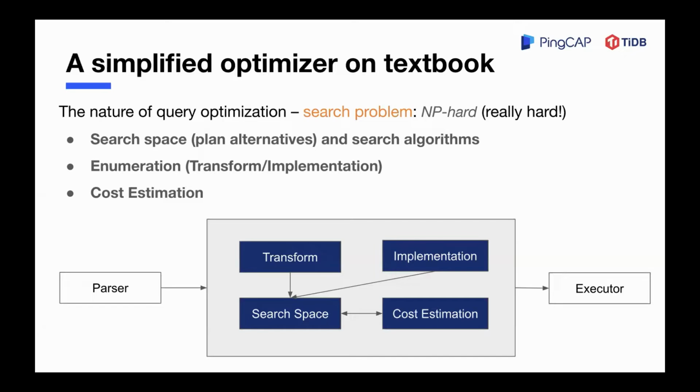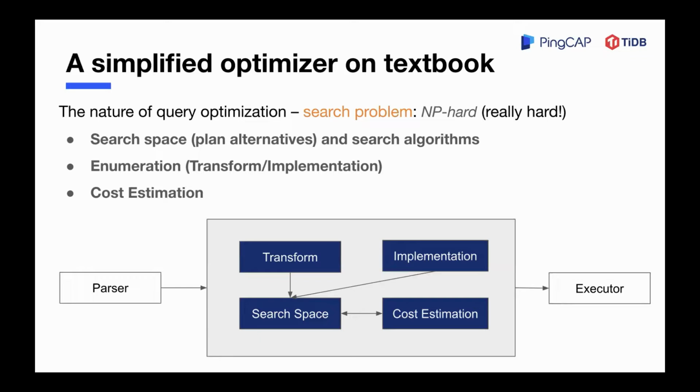And then we have implementation. Implementation is in charge of the actual execution algorithm for each operator. For example, we have a join, right? Then for the implementation, we can select from nested loop join, hash join, or sort merge join. So that part is done by implementation.